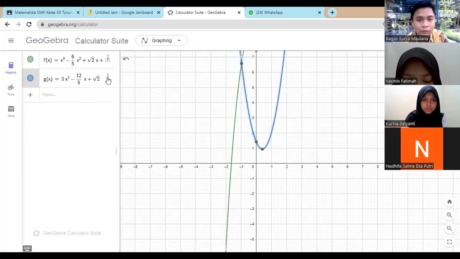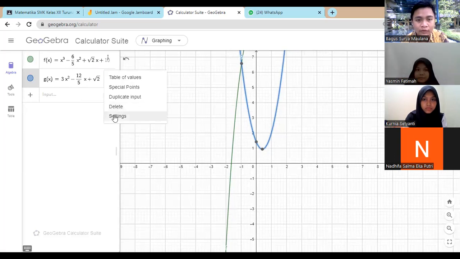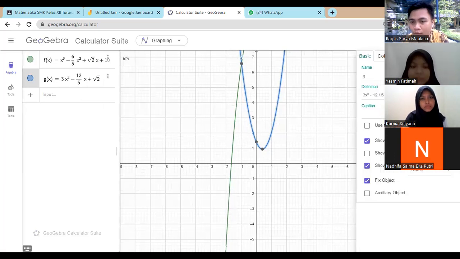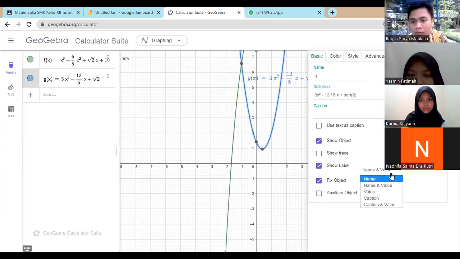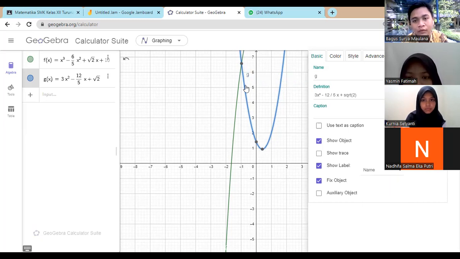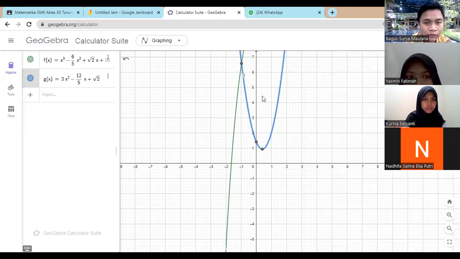And then if you want to make sure which graph is your function, we can use this feature, show name and value. And then we get this one, or maybe just show name. There's g in here. So that's all.